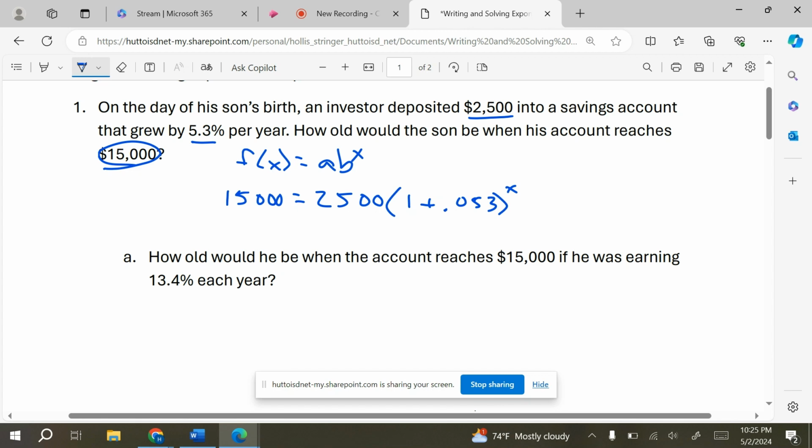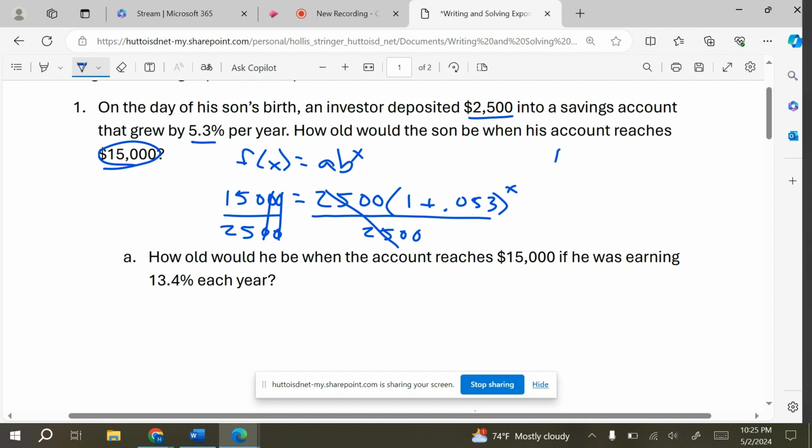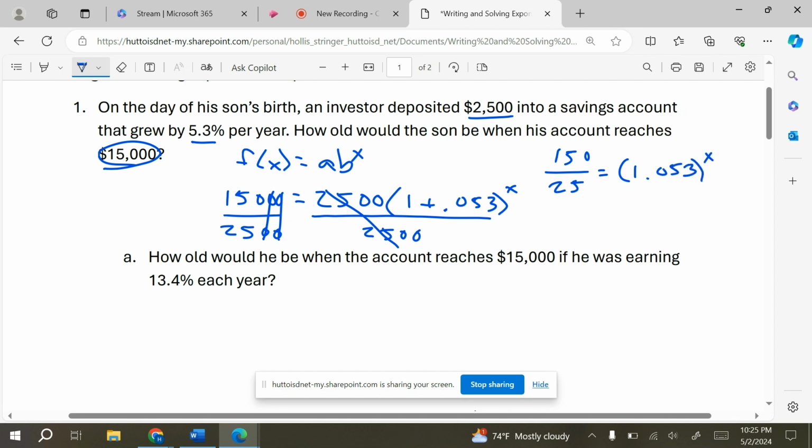But if I want to solve it algebraically, my steps would be to first divide by 2,500 on both sides. That's going to get rid of the 2,500 there. On this left side, it's actually just going to get rid of those zeros, and it's going to simplify to 150 over 25 equals 1.053 raised to some x value.